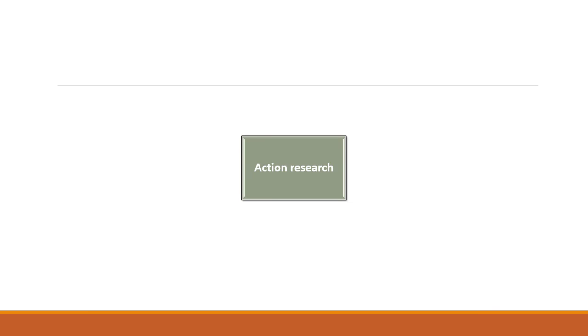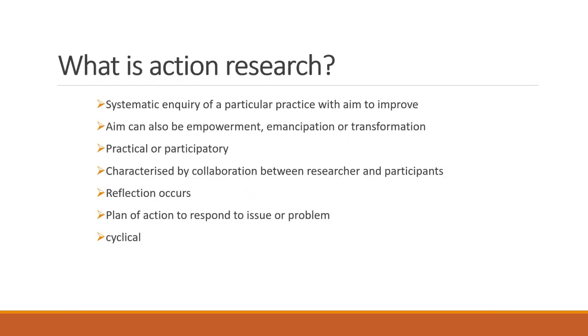And then another research design is action research. And what does action research entail? It's a systematic inquiry of a particular practice with the aim to improve, right? So here at the core of this kind of research is that you are interested in an action. So the research that you're doing, at the end of the research, there has to be action that takes place.